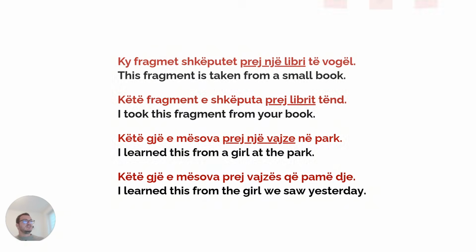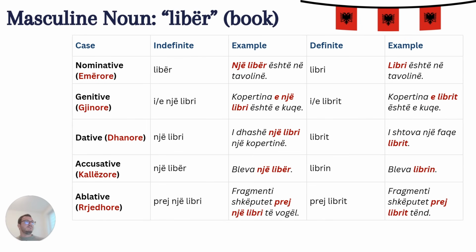Very well. Here you have a chart for the masculine noun liber, which means book, and you have the cases: nominative, genitive, dative, accusative, and ablative. You have it in the indefinite, so rasa emërore, trajta e pashquar, indefinite form, liber. For example, një liber është në tavolinë. In the definite, në rasën emërore, nominative case, you have libri, the book.